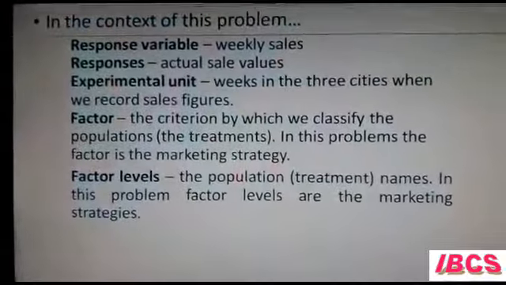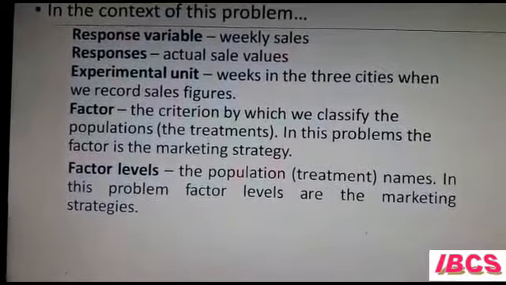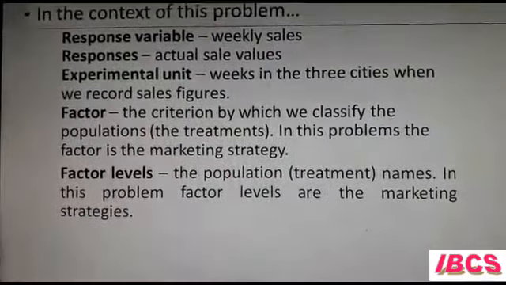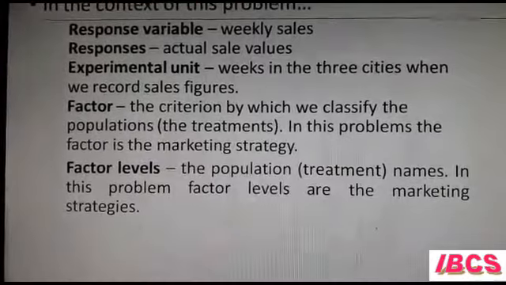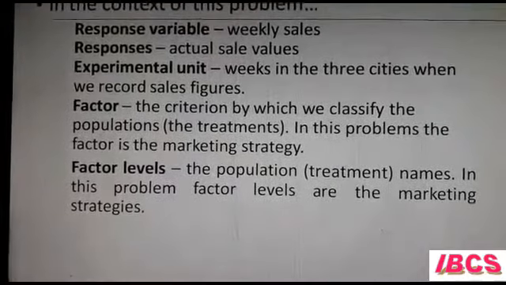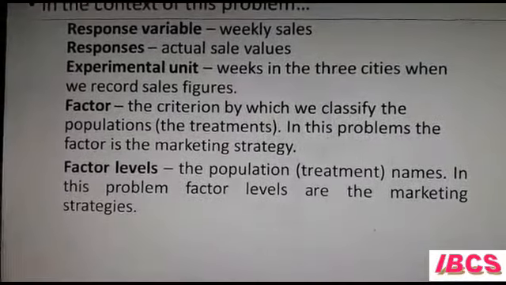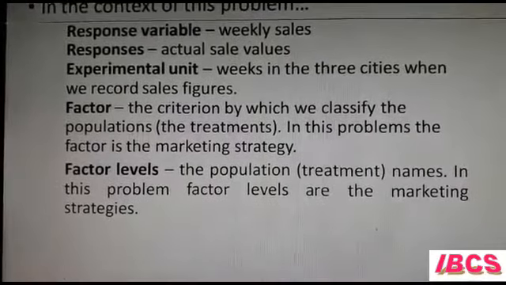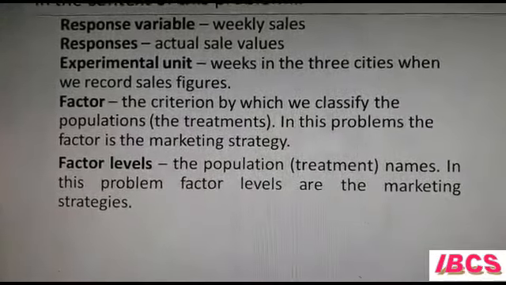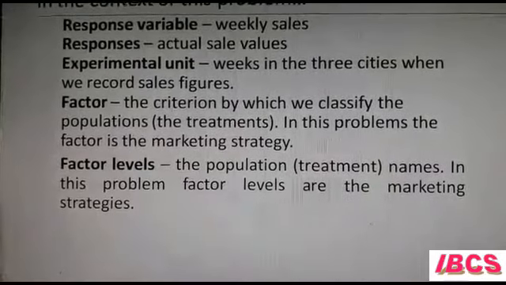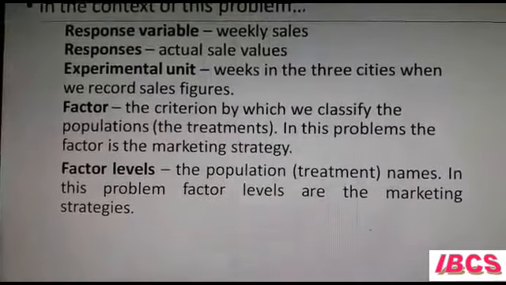In the context of this problem, the response variable is weekly sales, and the responses are the actual sales values. The experimental unit is the weeks in 3 cities when we record the sales figure. The factor is the criterion by which we classify the population, and the factor labels are the population names. In this problem, the factor labels are the marketing strategies.